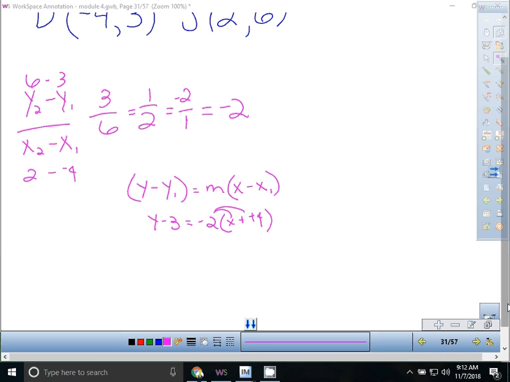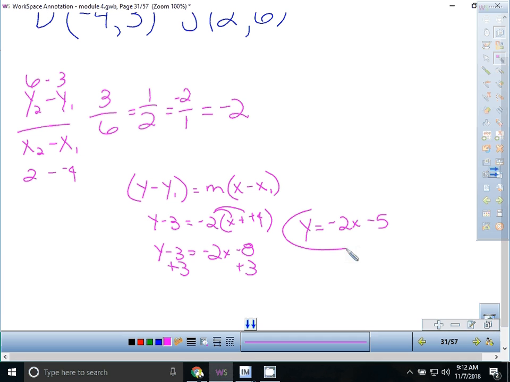Okay. So Kaylee went through, she did the distributive property. You get what? Negative 2x, and then everybody agrees it's minus 8? Negative, negative turns positive 4, then negative 2 times positive 4 is negative 8. She added the 3 to the other side. Got what? Negative 2x and then minus 5. Alright, looks good.